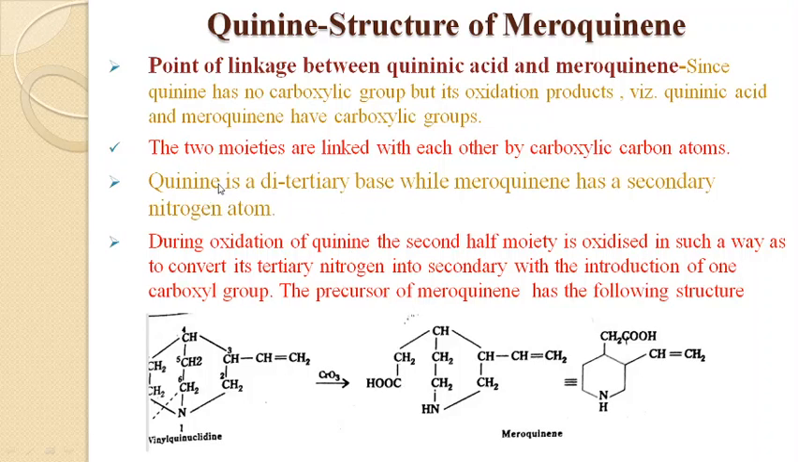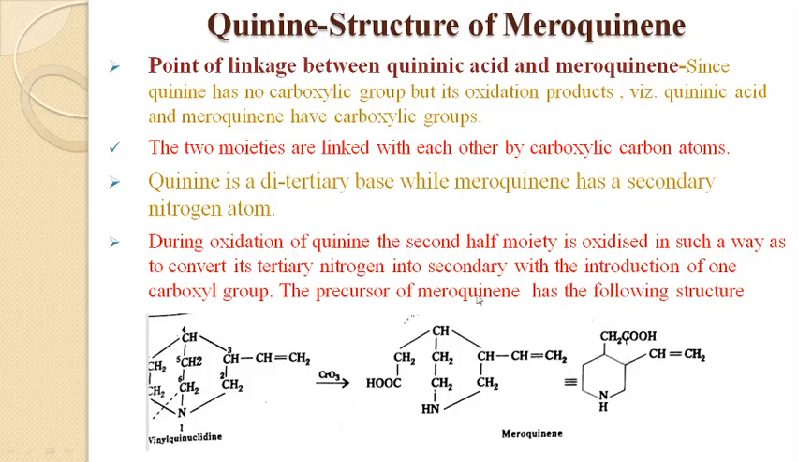Second, quinine is a di-tertiary base, while meroquinone has a secondary nitrogen atom. Very important: in my previous lecture I have already discussed that quinine is a di-tertiary base, while meroquinone contains a secondary nitrogen. This means that during oxidative degradation, a tertiary nitrogen has converted into a secondary nitrogen atom. During oxidation of quinine, the second moiety is oxidized in such a way that it converts the tertiary nitrogen into a secondary one with the introduction of one carboxylic group. One carboxylic group is also introduced in meroquinone.